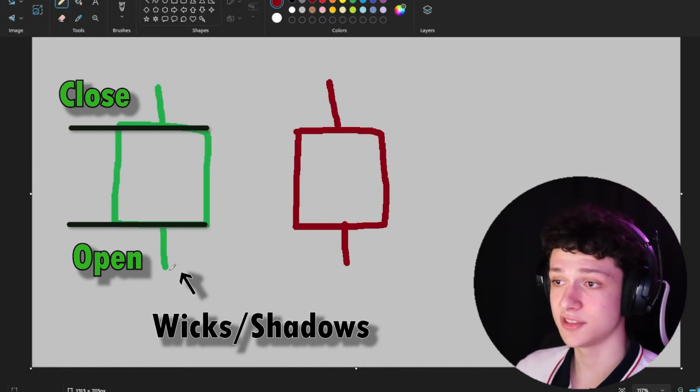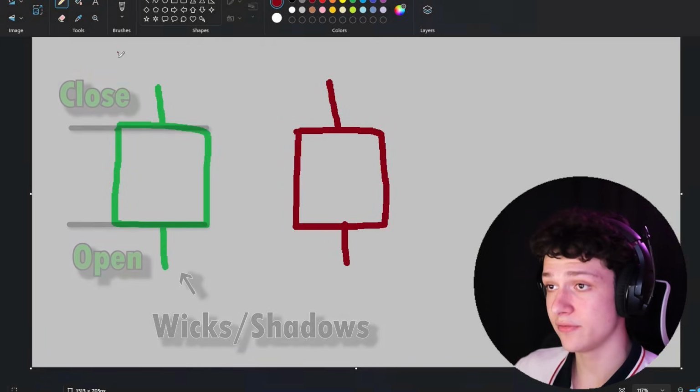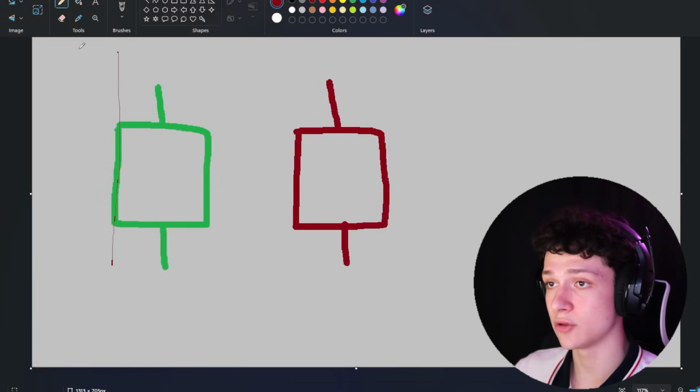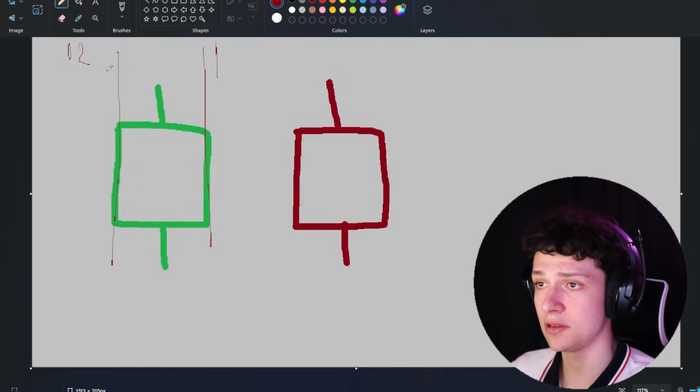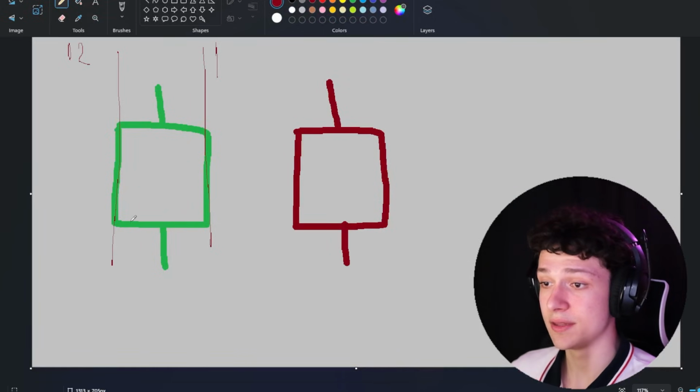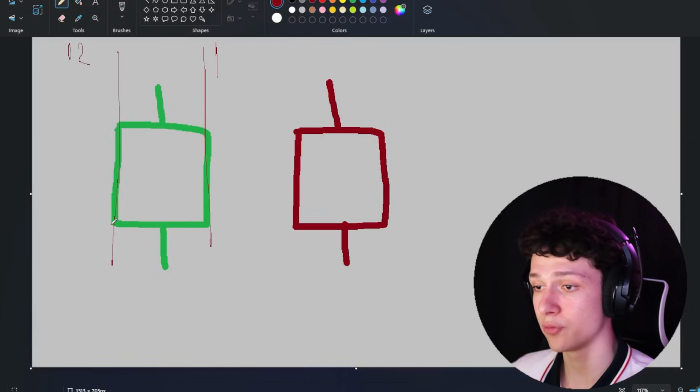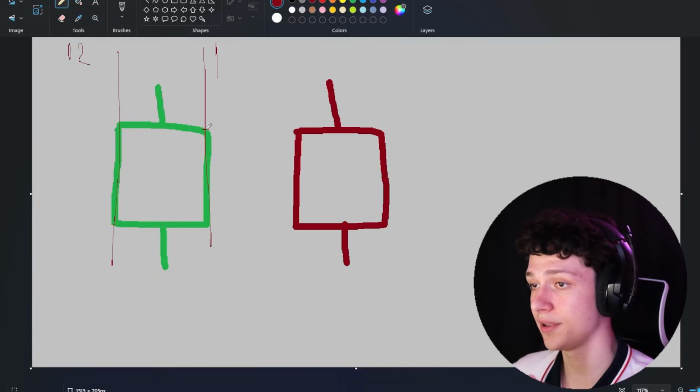These are intervals. So let's say you have this line right here at 12 AM and this other line right here at 1 AM. This means that in this interval of 1 hour, the price at 12 AM was right here, at 1 AM over here, and the highest point was this one, while the lowest point was this one.